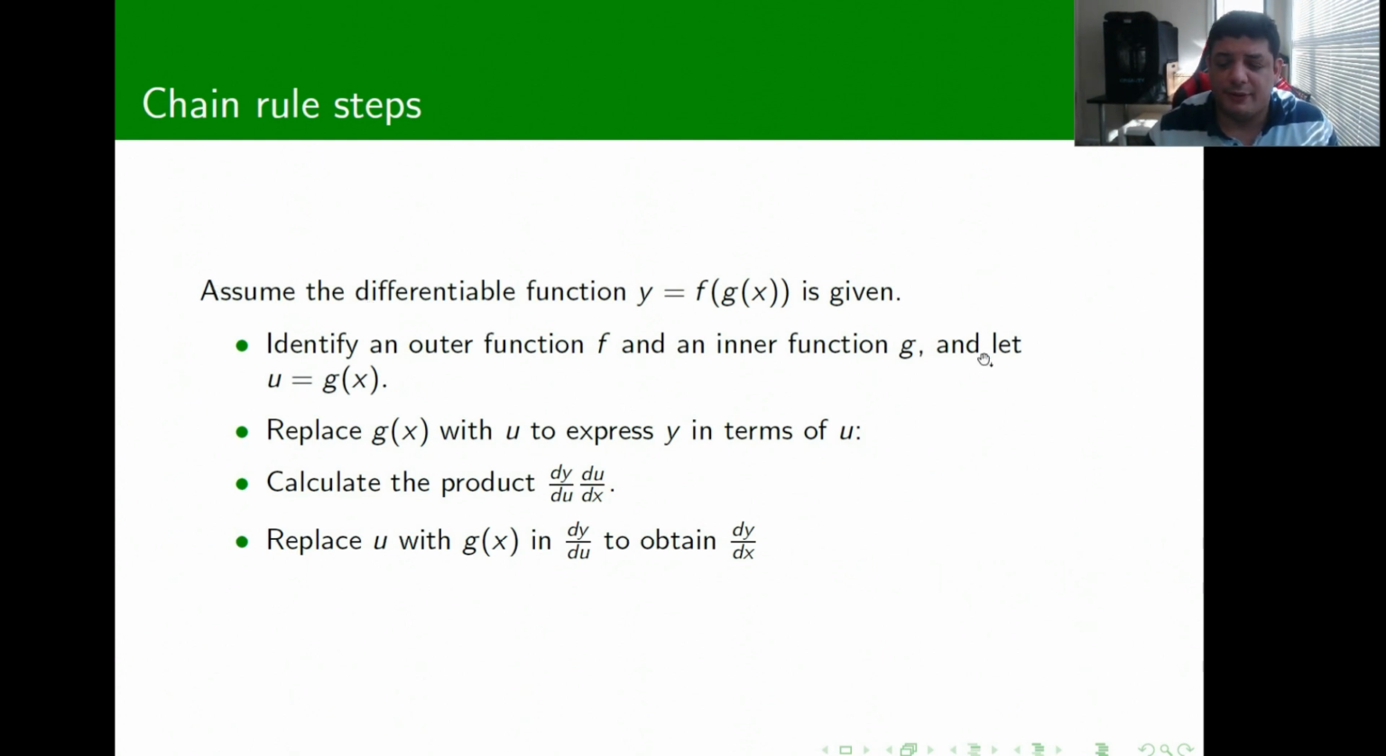So assume that you have a differentiable function y equals f of g of x. We're going to identify who's the outer function and who's the inner function, and we're going to let u equal g of x. That way, we replace g of x with u to express the function y just in terms of u. Then we can calculate the product dy/du times du/dx, and replace u with g of x at the end in dy/du to obtain dy/dx. Sounds like a lot of steps? Yes. So let's take a look at some examples and how to do this.